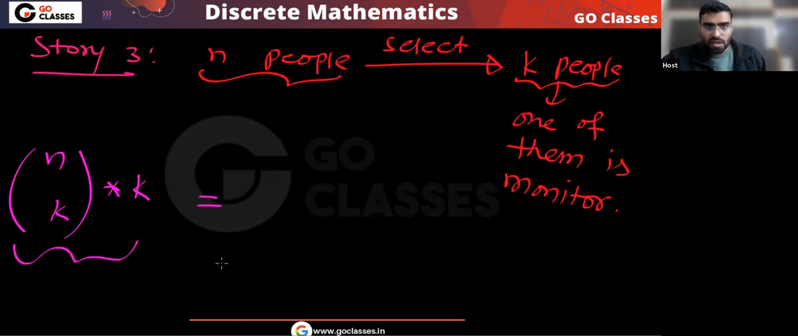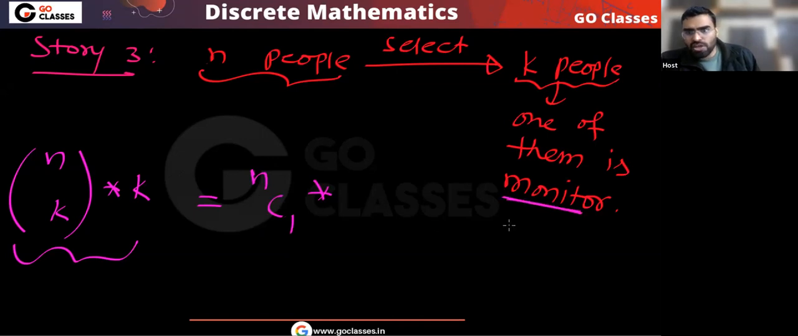I can also do it like this. Select one person as monitor first, nC1. So now the monitor is done. Now what do I need to do? The monitor is already selected, so from the remaining I have to select k minus 1 people. Yes or no?